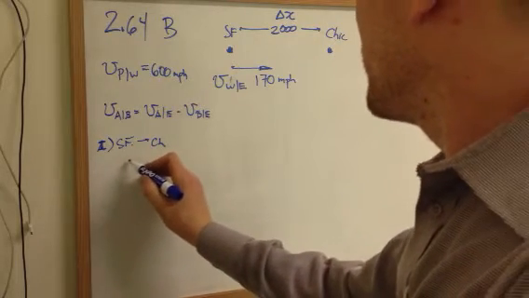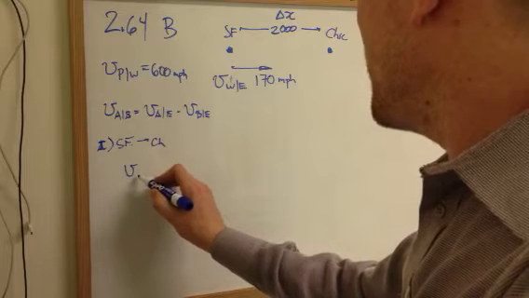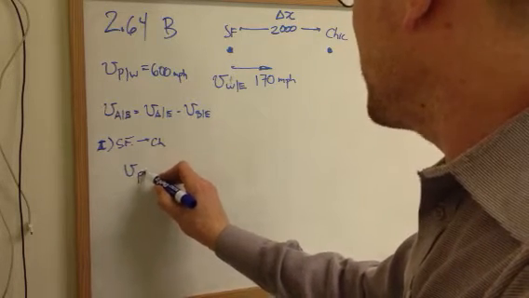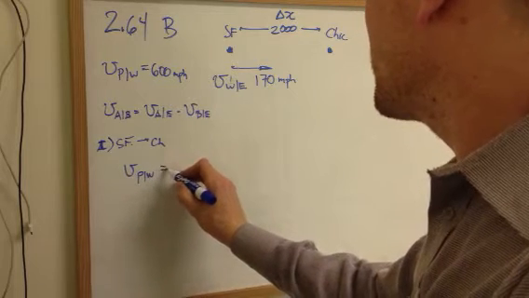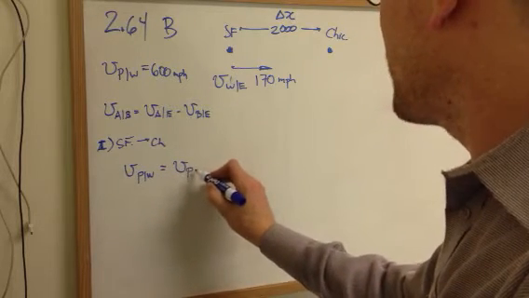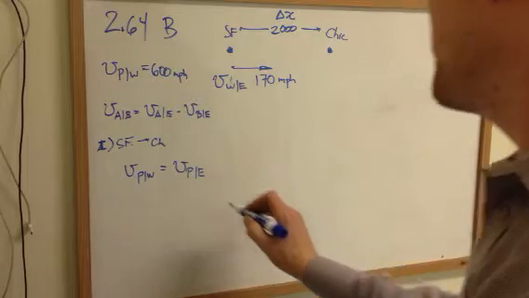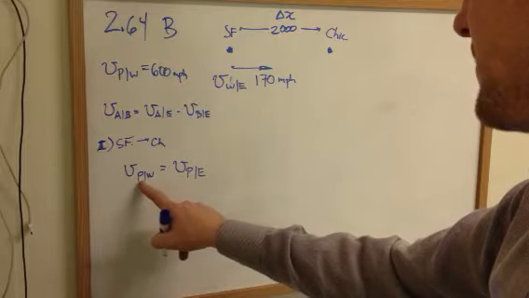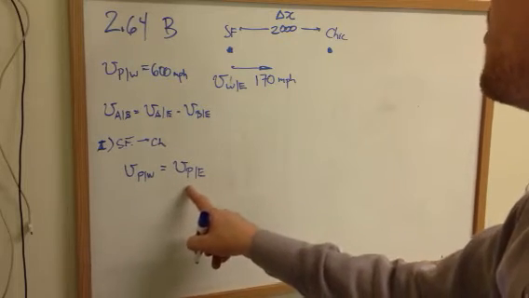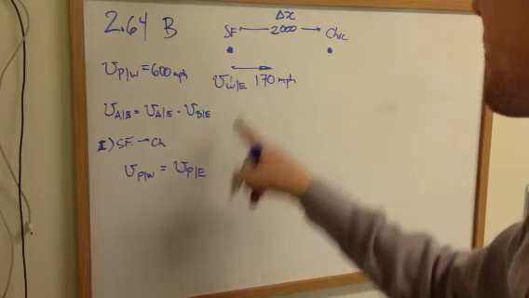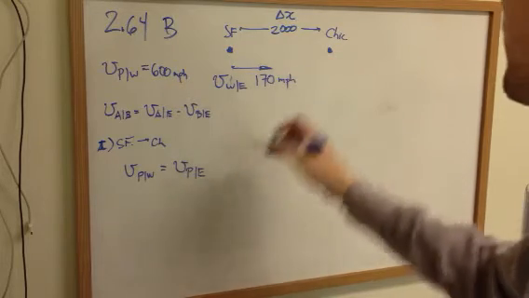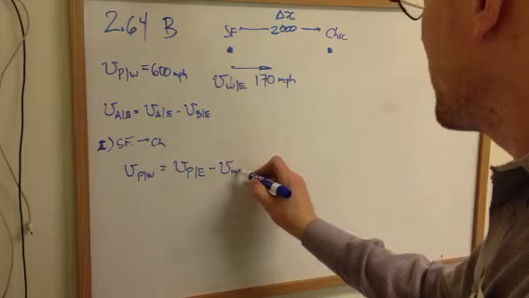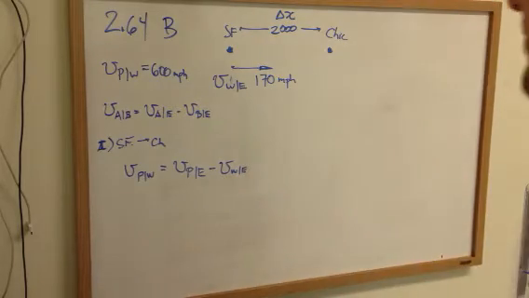The velocity of the plane relative to the wind is going to be equal to the velocity of the plane relative to the Earth. And that's what the passengers care about. They don't care about how quickly the plane is flying through the air. They want to know how fast the plane is moving relative to the Earth, because the people are going from point to point on the Earth, minus the velocity of the wind relative to the Earth.